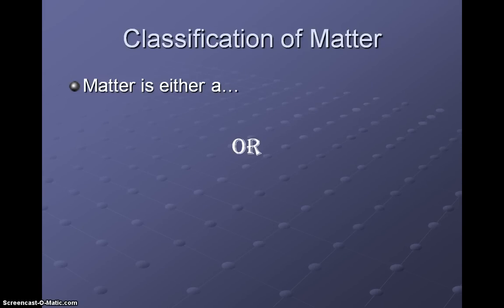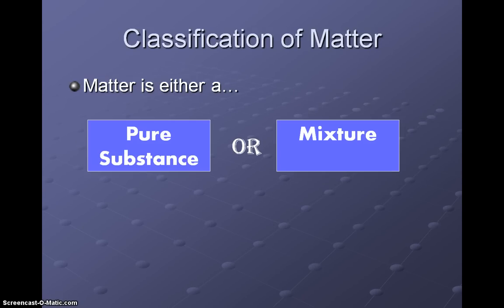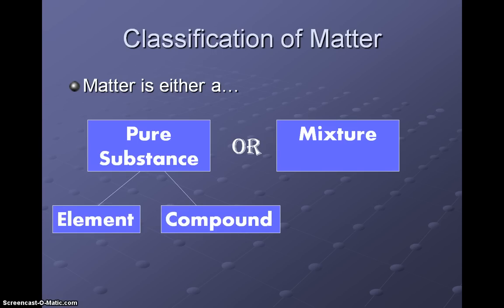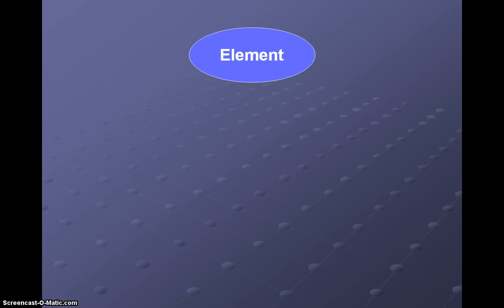All matter can be divided into two different categories. Matter is either a pure substance or it is a mixture. Now, a pure substance is either an element or a compound. I'll talk a little bit more about mixtures in a while.